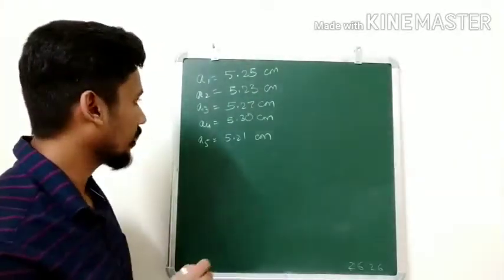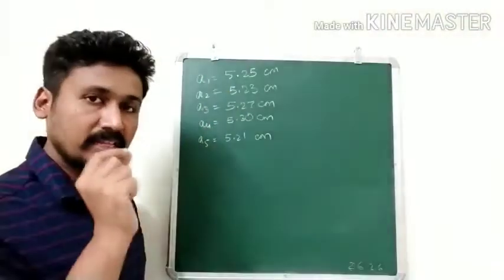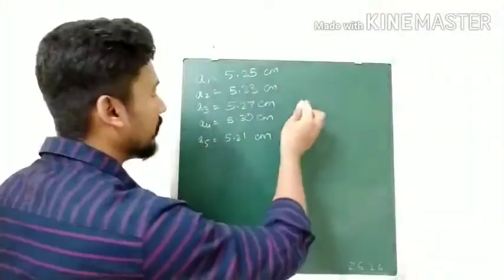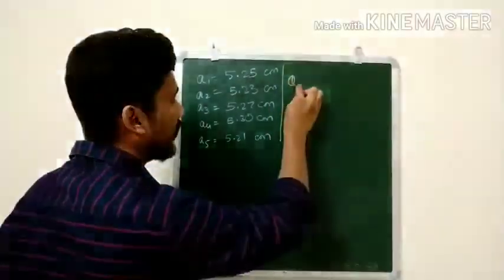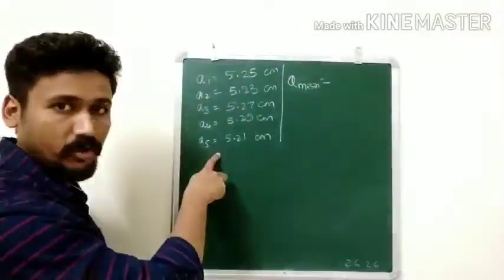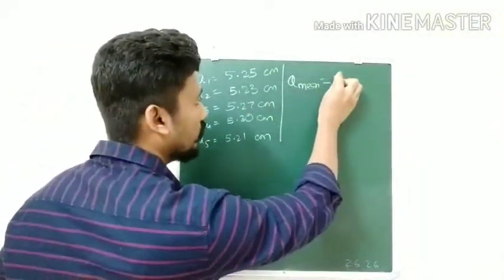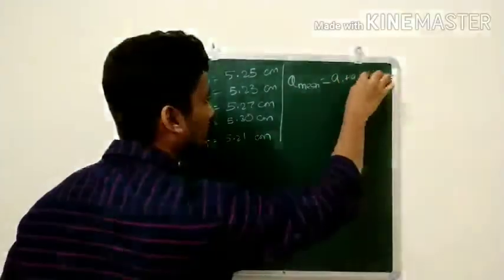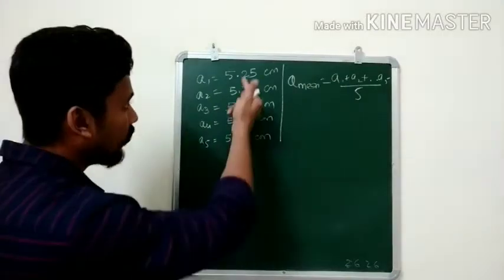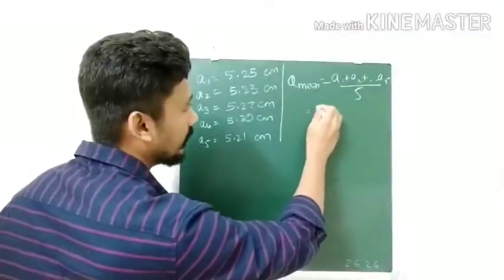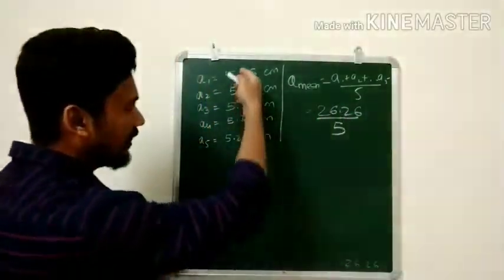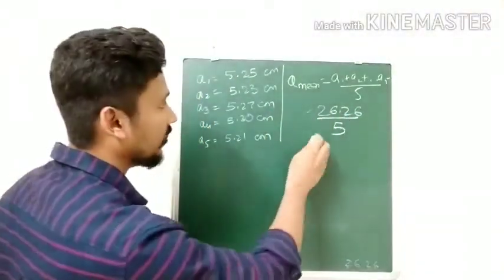So when you have all these readings, the first thing to find a relative error is to find the mean value. How do you find the mean value? Let me write it as A mean, which is equal to the summation of all the values divided by the number. That is, A1 plus A2 plus up to A5 divided by 5. If you add all these up, you will get 26.26 divided by 5. This is the summation of all these numbers. You can try it for yourself.